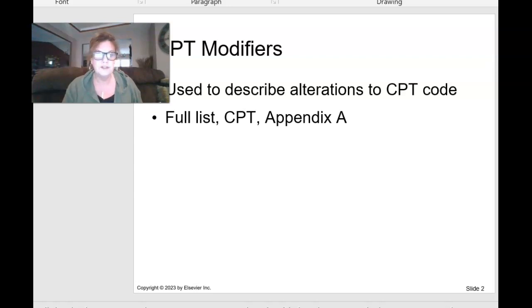So what are CPT modifiers? As you know right now, a CPT code is 5 digits, correct? And with those 5 digits, a modifier is used to describe alterations to a CPT code. What I mean by that, it will be like a dash and then 2 numbers. But if we do a HCPCS, it could be letters. So right now we're going to just start with the modifier section.